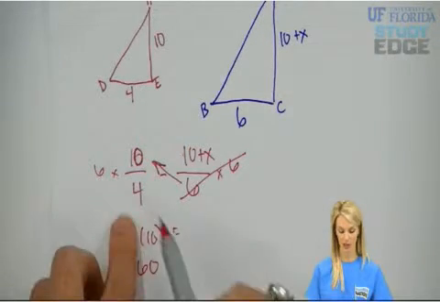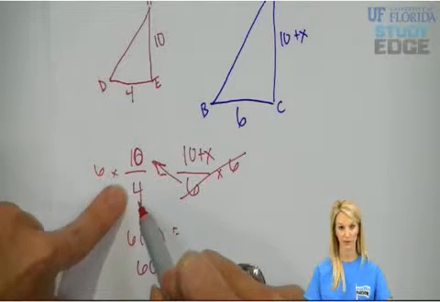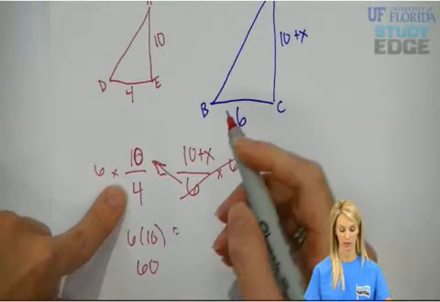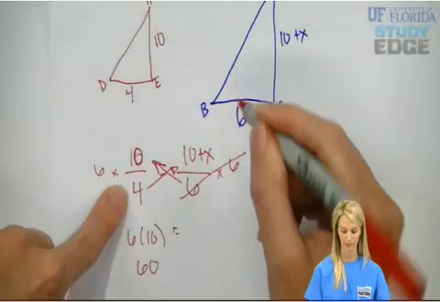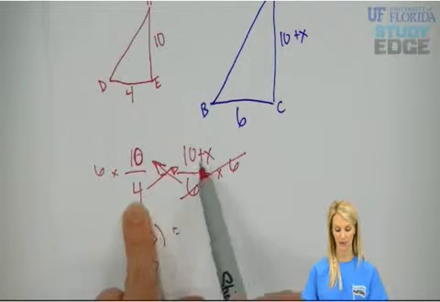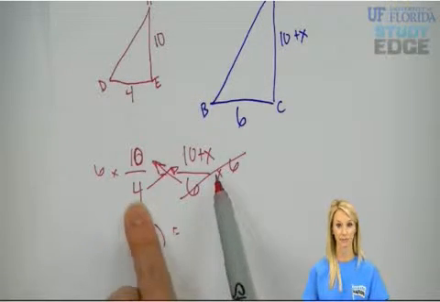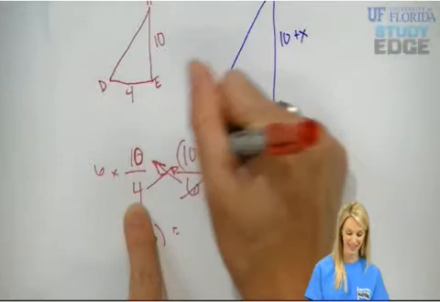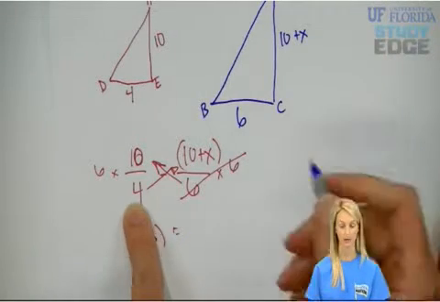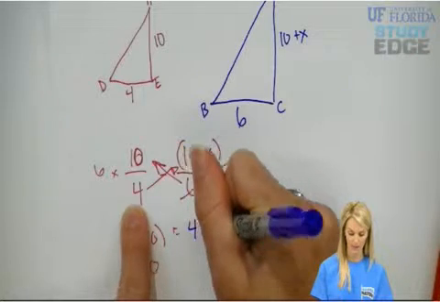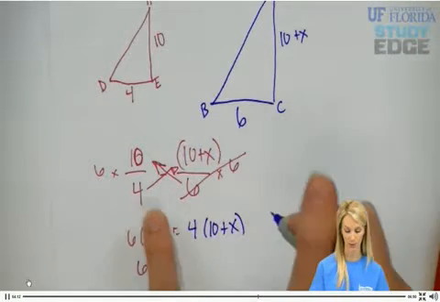All right, now what? Now we got to do our other side. We have a 10 divided by 4, so what are we going to do? We're going to multiply by 4. We're cross-multiplying. Now, am I multiplying my 4 times 10 and then adding x? No, I am multiplying this entire quantity by 4. I'm saying 4 times 10 plus x.